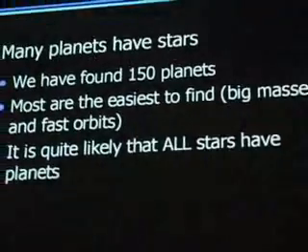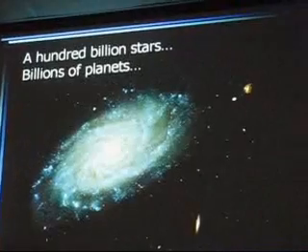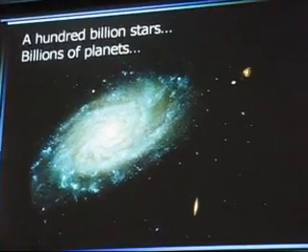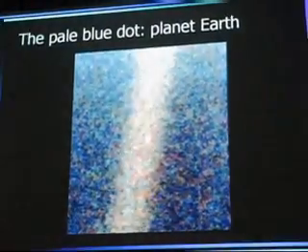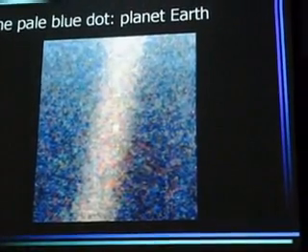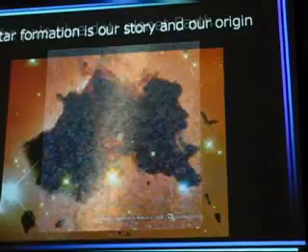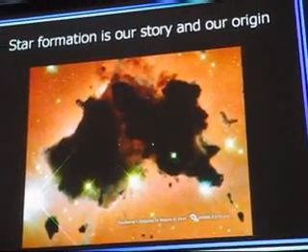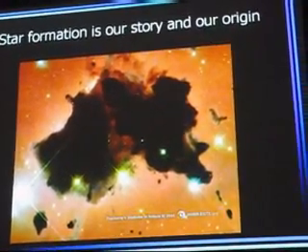We found 150 planets this year. There are 100 billion stars in our Milky Way, billions of planets. And there's the Earth, one of perhaps a trillion planets in the Milky Way. So, star formation, planet formation, that's our story, that's our origin.